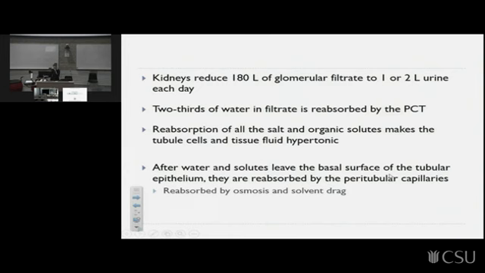This causes a higher osmotic pressure. After water and solutes leave the basal surface of the tubular epithelium, they are reabsorbed by the peritubular capillaries. Essentially they escape through the gaps in the tubular cell wall, the gaps in those epithelial cells. This is where they escape through those walls and are reabsorbed back into the bloodstream by osmosis and solvent drag.